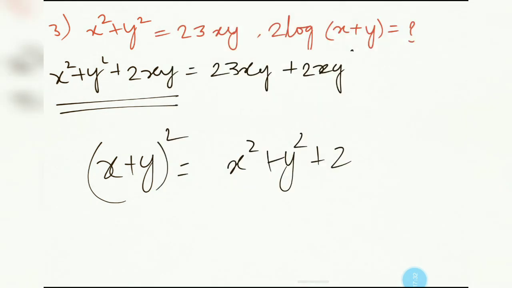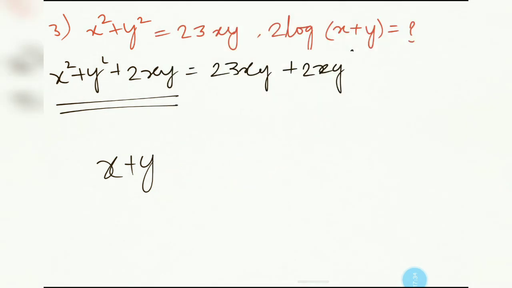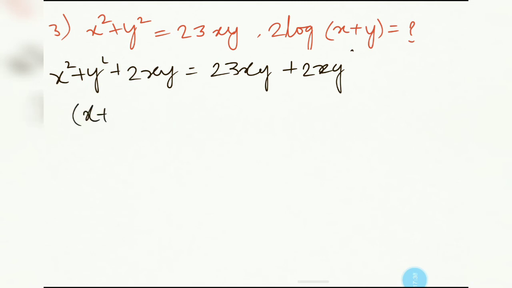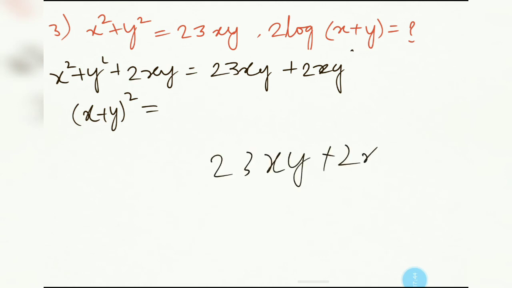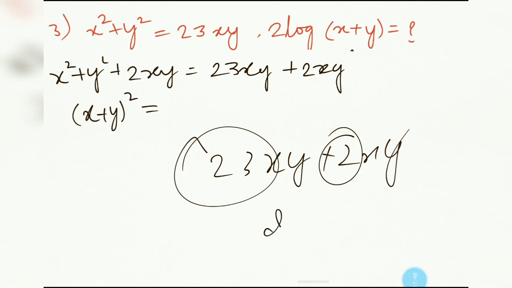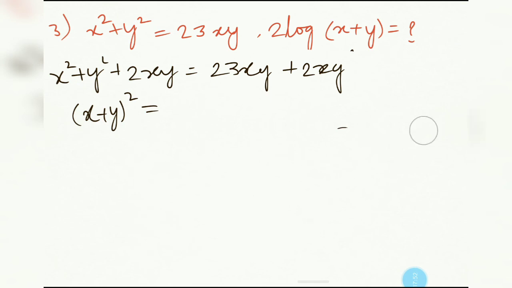Sorry, let me just erase all this. So (x plus y) whole square is equal to 23xy plus 2xy. You can just simply multiply this number, right? So 25xy is common, you're going to just write it. So what is the value which is going to be here? 25xy. Understood? Okay, I hope until here you find it clear.